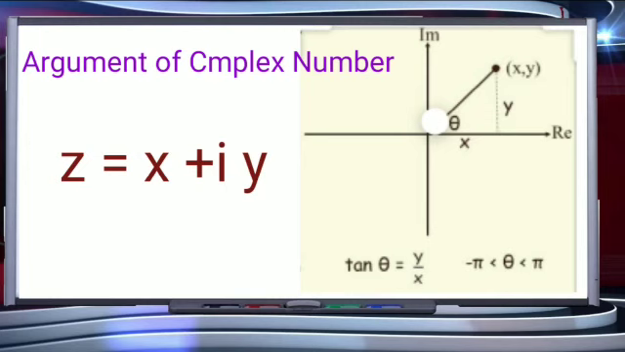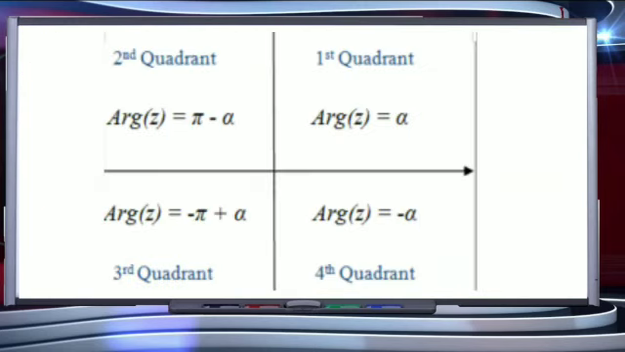So here tan theta is equal to y upon x, or you can say the angle is given by tan inverse of the imaginary part, that is y, over the real part, that is x, of the number. Here is the figure which shows how we will consider the values of the argument.